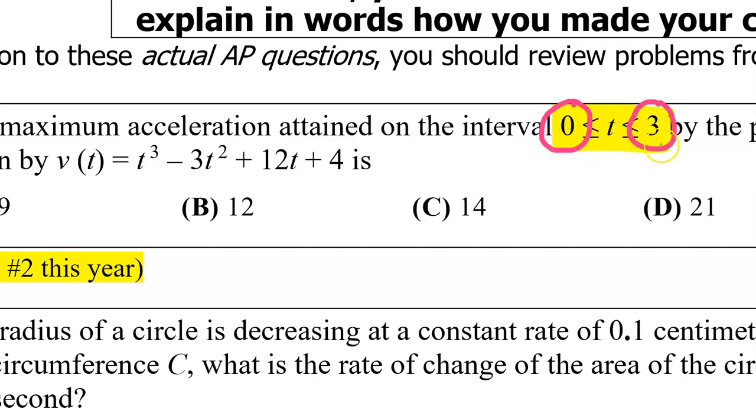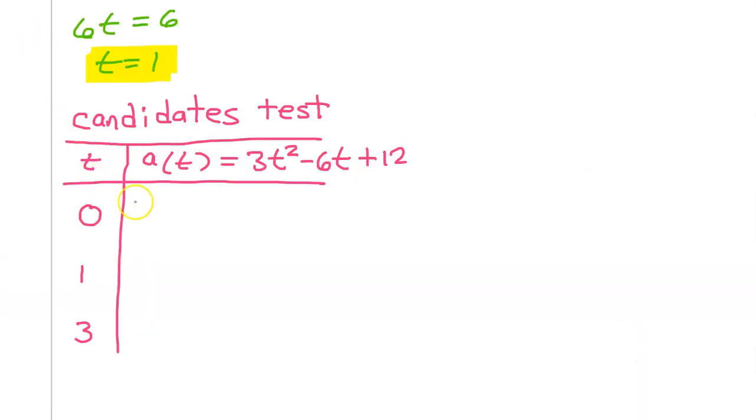So we will use these two endpoints and the critical number we just found to make what is called a candidate's test. This is called the candidate's test because we have found the 3 possible candidates for the times of the maximum acceleration: the beginning of the interval, the end of the interval, and the critical number that we found. All we need to do is evaluate the acceleration function at each one of these times and see what the maximum value is. So let's do it.